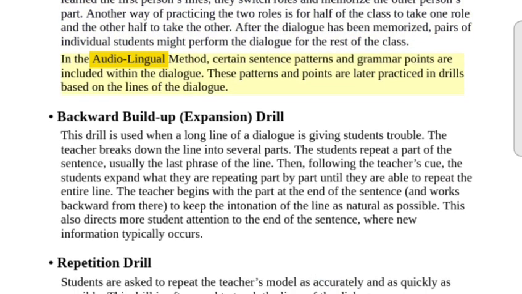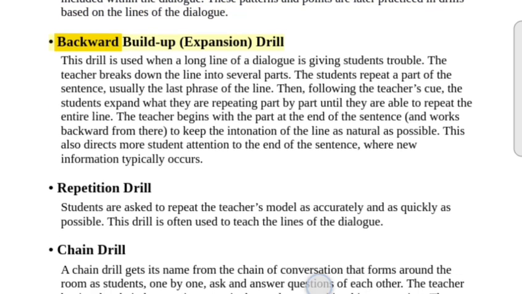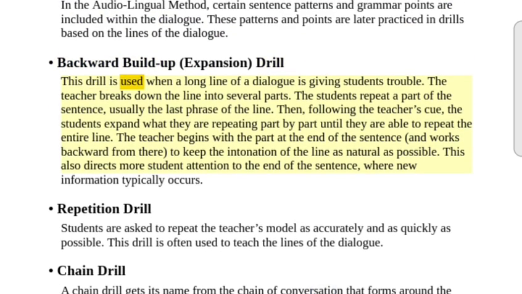After the dialogue has been memorized, pairs of individual students might perform the dialogue for the rest of the class. In the audio-lingual method, certain sentence patterns and grammar points are included within the dialogue. These patterns and points are later practiced in drills based on the lines of the dialogue. Backward build-up expansion drill. This drill is used when a long line of a dialogue is giving students trouble. The teacher breaks down the line into several parts. The students repeat a part of the sentence, usually the last phrase of the line.